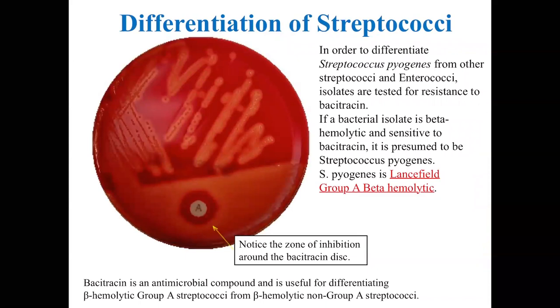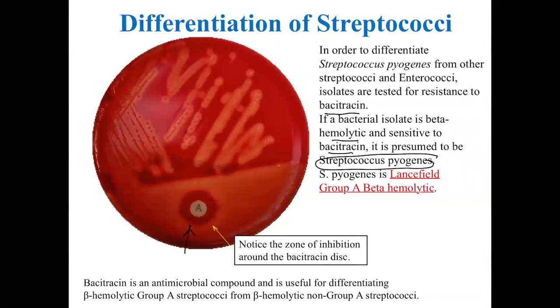Okay, so in order to differentiate Strep pyogenes from other streptococci and some enterococci, what we're going to do is test the isolates for sensitivity to bacitracin. If a bacterial isolate is beta hemolytic and sensitive to bacitracin, it's presumed to be Streptococcus pyogenes. So you get the zone of inhibition.